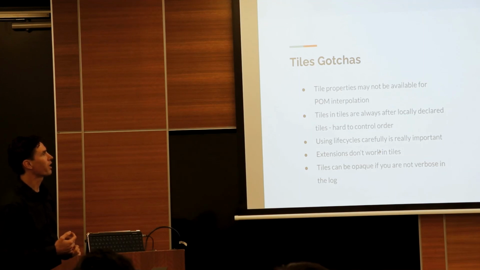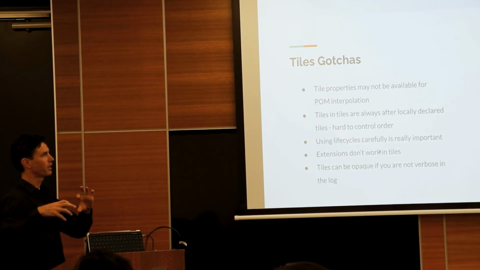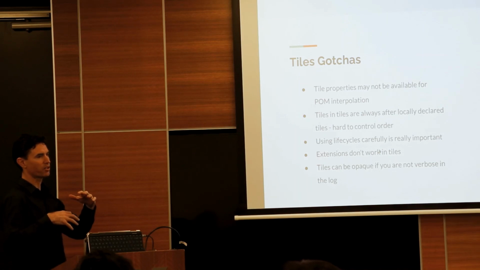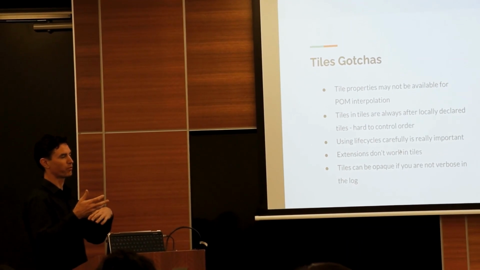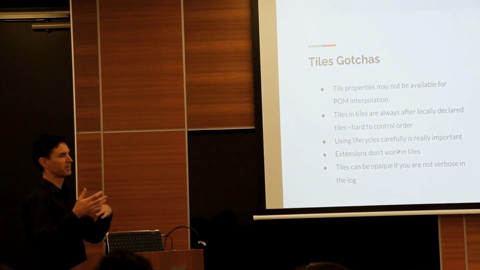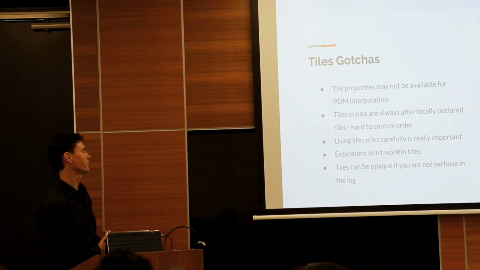Tiles and tiles, as of version 1.17, are always after the locally declared tiles. So if you have aggregate tiles, then the ordering that happens means that they come last. If you're running the latest version, 1.10 and above, they've always been reversed because it makes more sense. Which is good, but I haven't upgraded yet, so it has an impact.